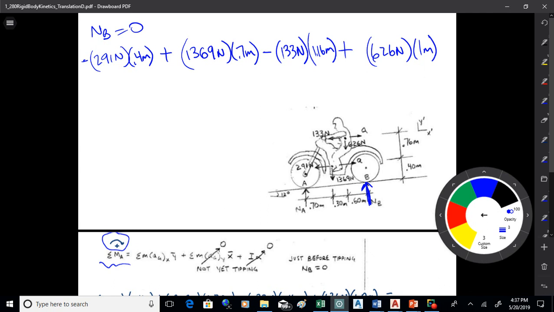Okay, so if we're going clockwise positive, I got 291 times 0.4. There's the 291, and there's the 0.4. And then we got the 1369, that's this one. And that's by 0.7. Okay.